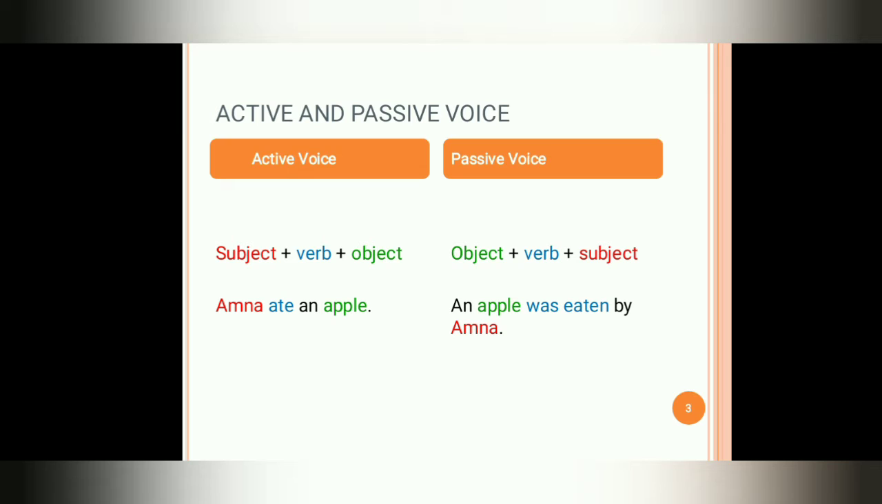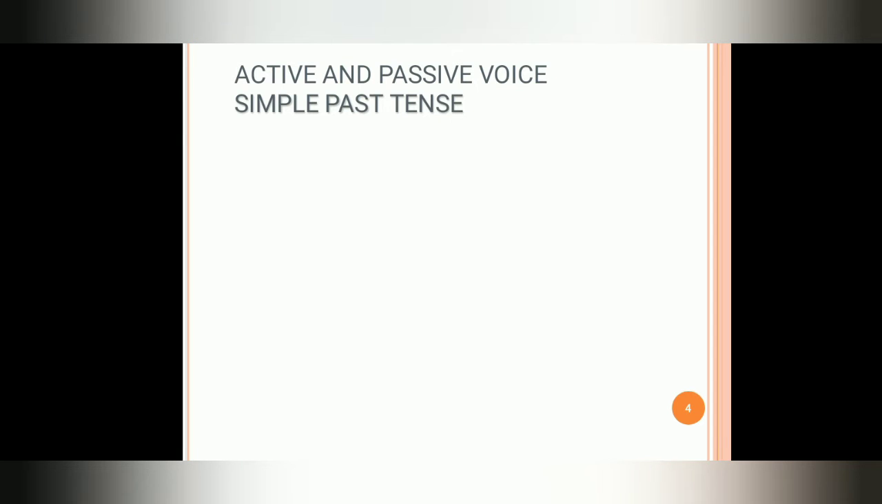Let's take an example of the simple past tense. In the active voice, the sentence is Amna ate an apple. And the passive of this sentence is an apple was eaten by Amna. I hope it's clear. So let's do a little practice of the active and passive voice using the simple past tense.